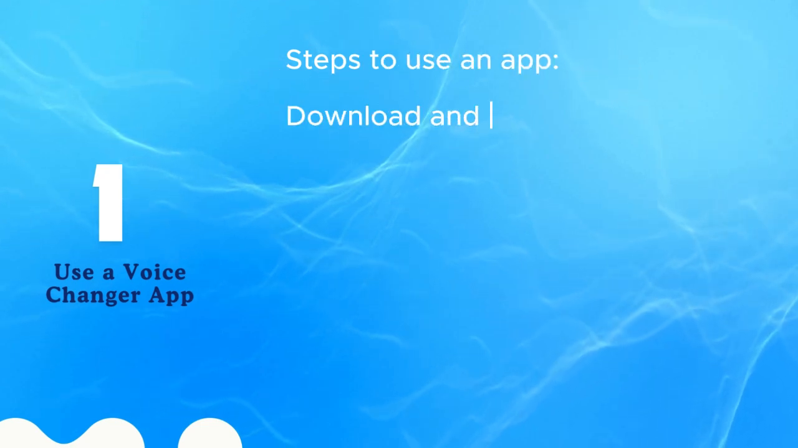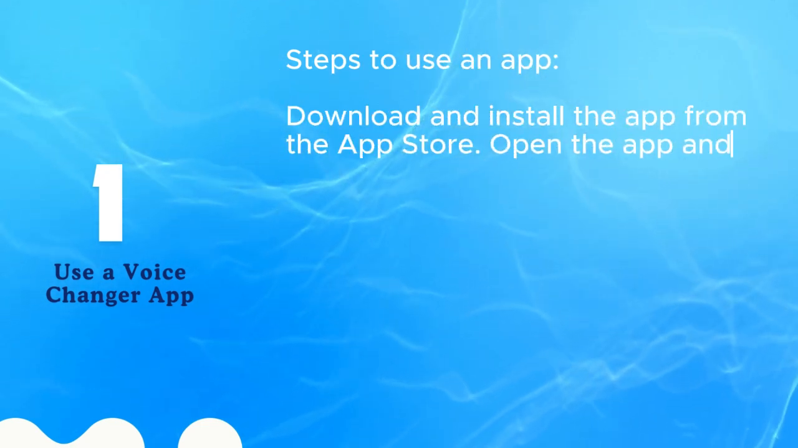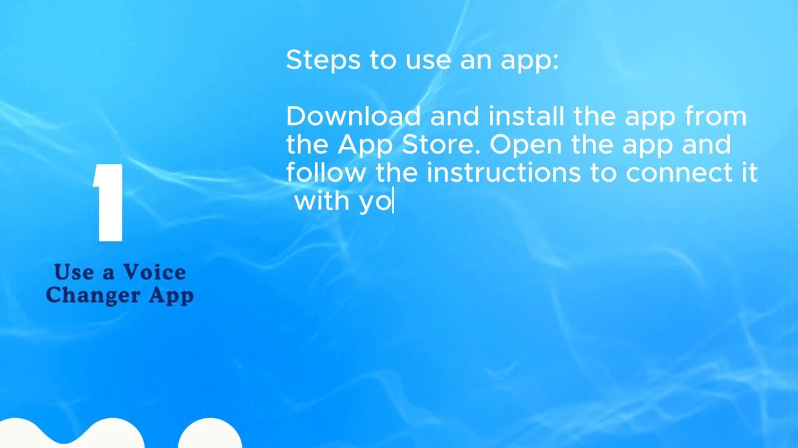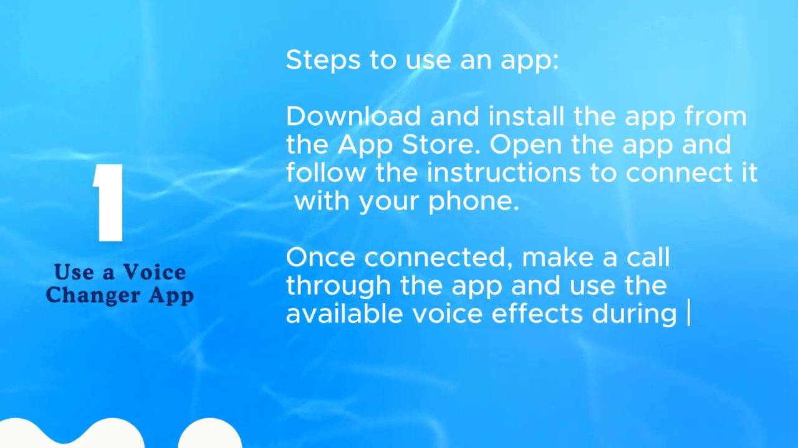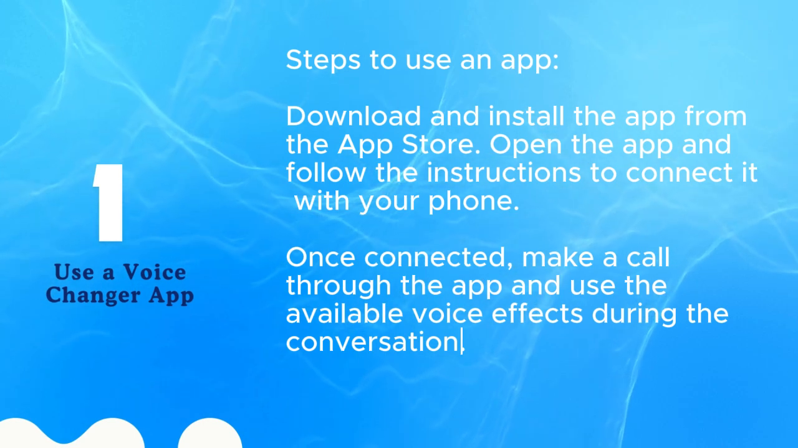Steps to use an app. Download and install the app from the App Store. Open the app and follow the instructions to connect it with your phone. Once connected, make a call through the app and use the available voice effects during the conversation.